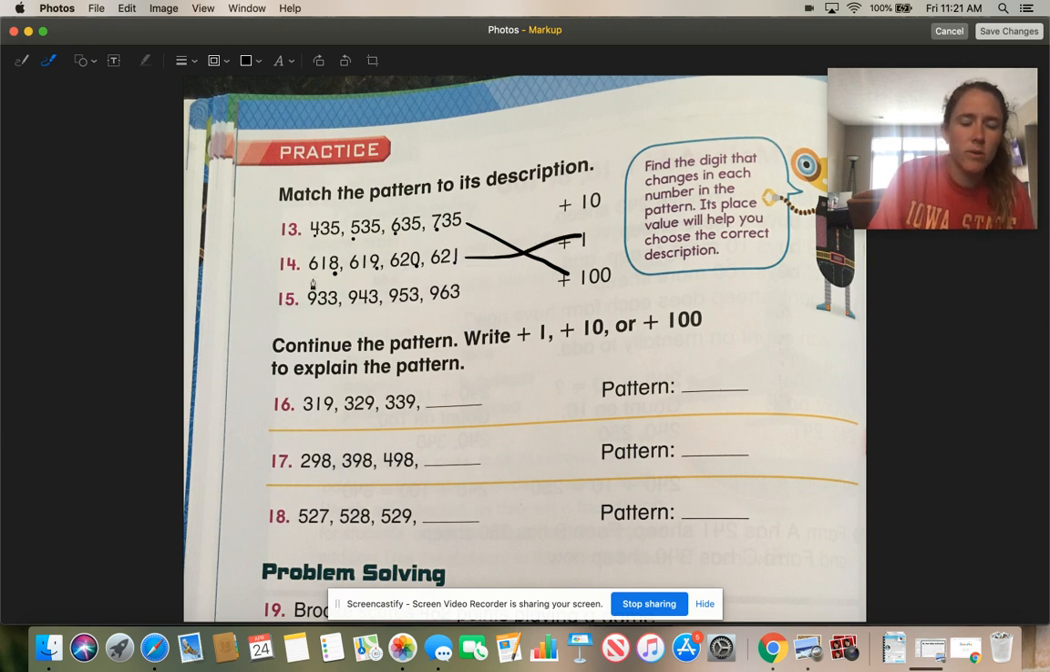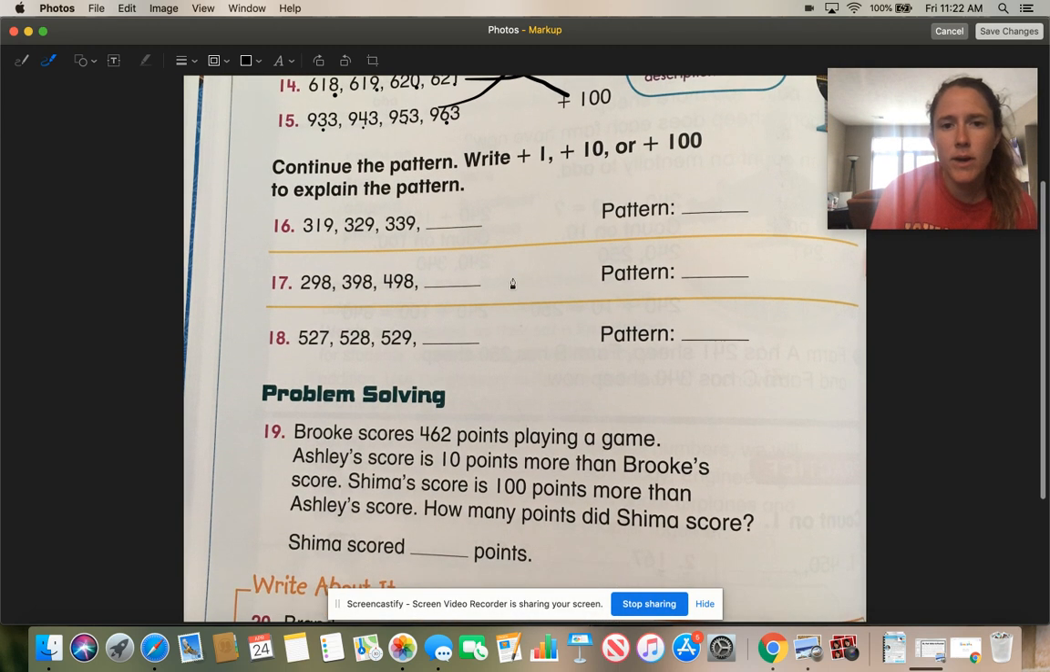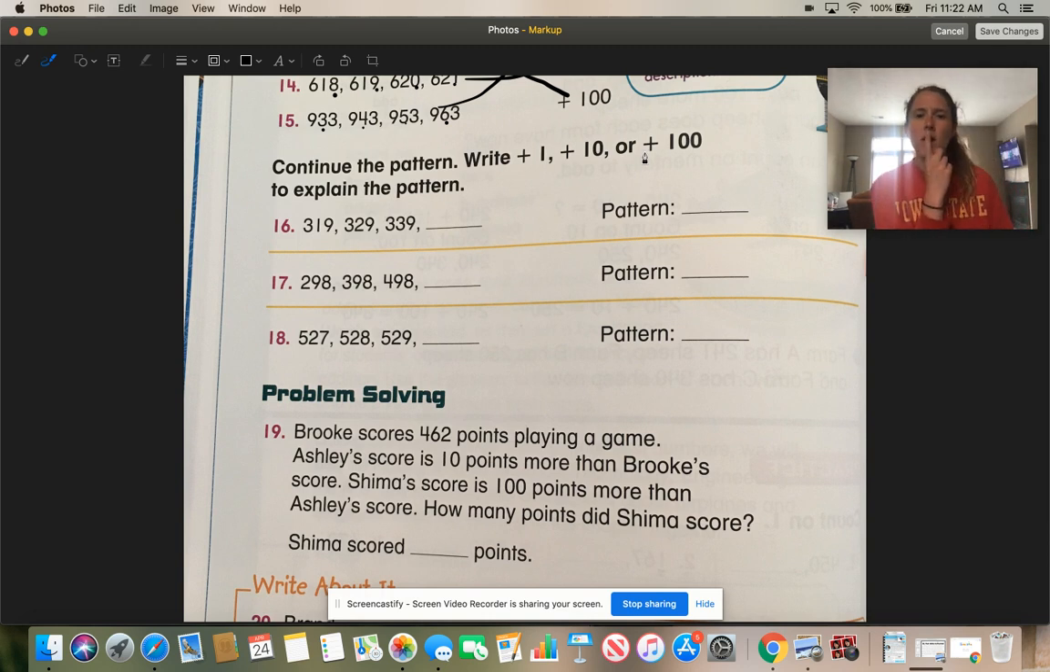So that would be counting up by one. And let's see the last one. 933, 943, 953, 963. So it looks like the tens place is changing in this one. And so you can put a line up there. Now it says continue the pattern, right? +1, +10, or +100. So we have to decide, are we adding 1, 10, or 100?